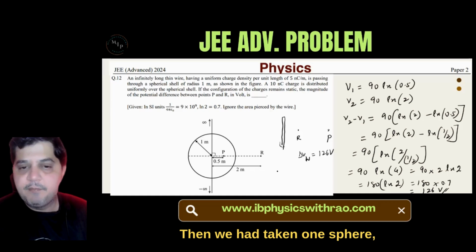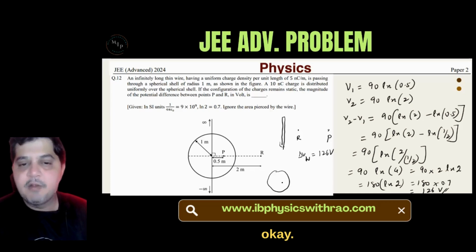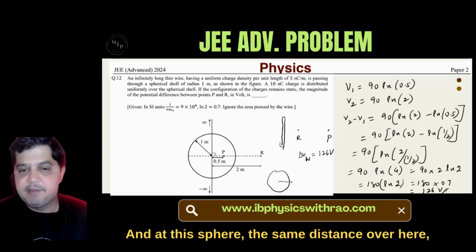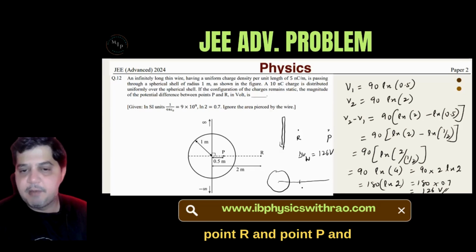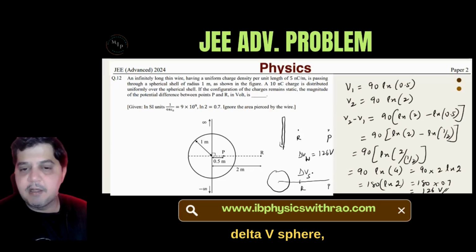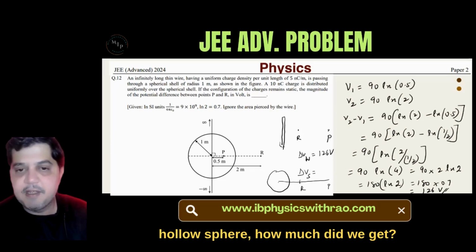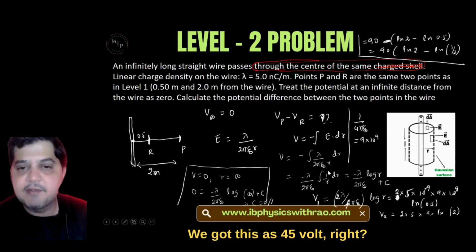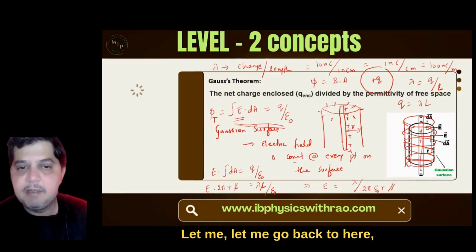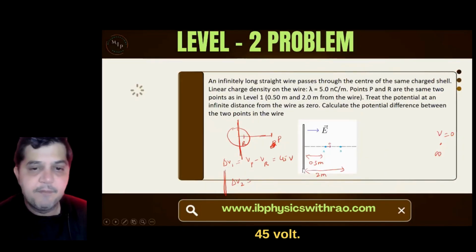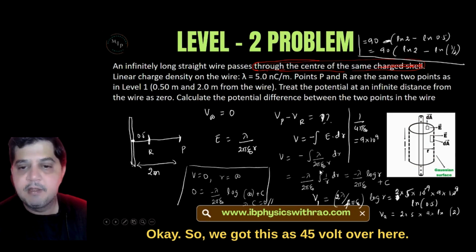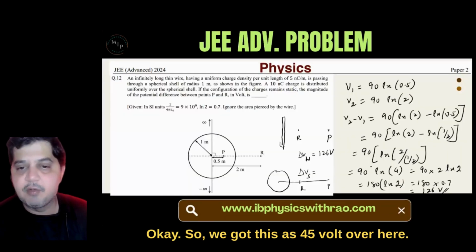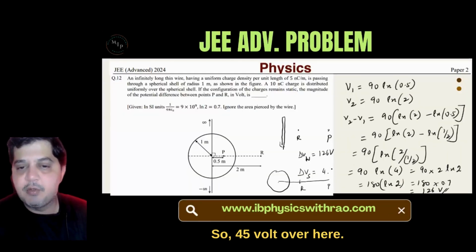Then we had taken one sphere. Okay, and at the sphere, the same distance over here, point R and point P, and delta V for the hollow sphere, how much did we get? We got this as 45 volt, right? Let me go back to here, 45 volt. So we got this as 45 volt over here.